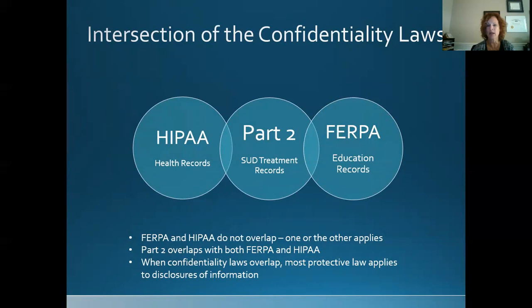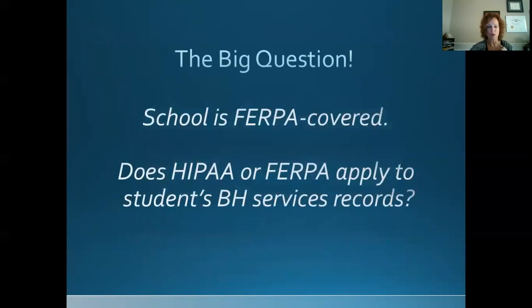If you recall early on, I stated that Part 2 is specific to Part 2 identifying information. So it could be that even if information is covered by both of these laws, there's no need to disclose the substance use disorder specific information, and the disclosure can go ahead and be made under FERPA, as FERPA permits, to avert a serious risk to health or safety. And we're going to talk a bit more about how this intersection of these laws and where they overlap and where they do not applies as we move forward.